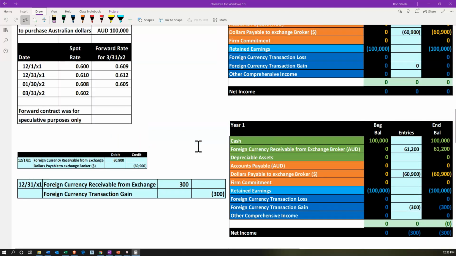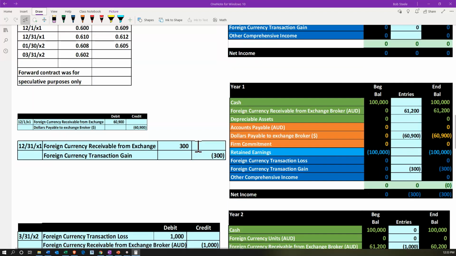So the next relevant date that we're going to have is going to be 12/31x1. That is the end of the year. So it's the end of the year. We have a balance sheet date. We're going to revalue then the currency that we have here, just like we would with any other kind of thing, such as stocks or bonds or something like that, because there's a market for it.